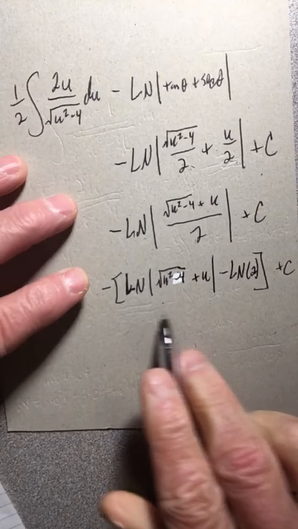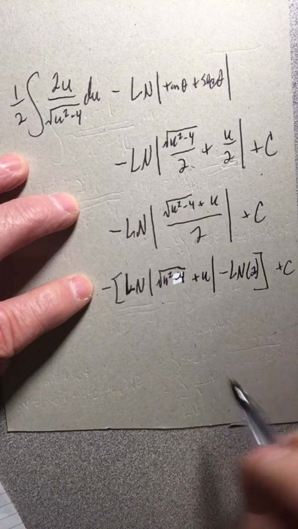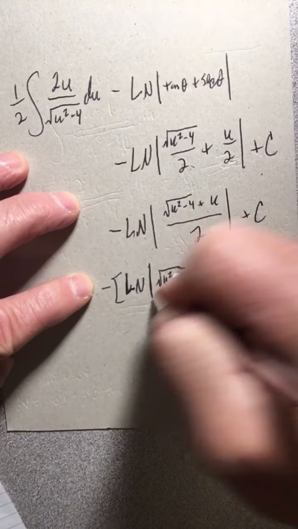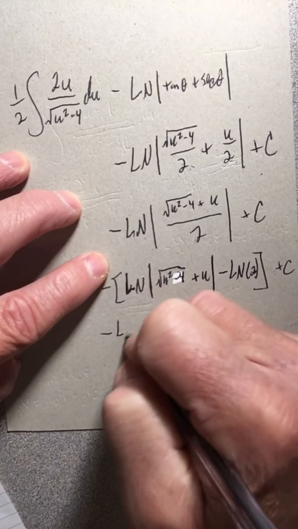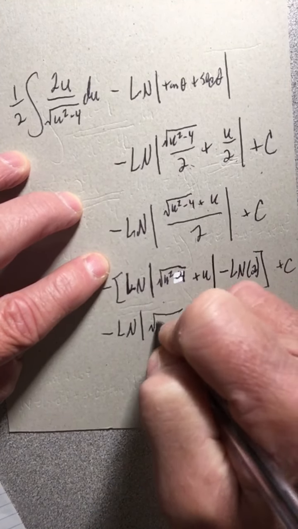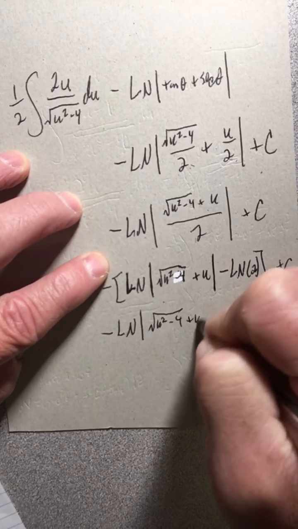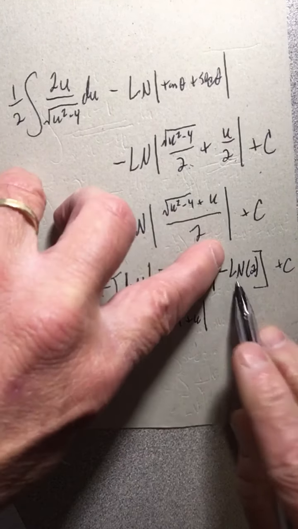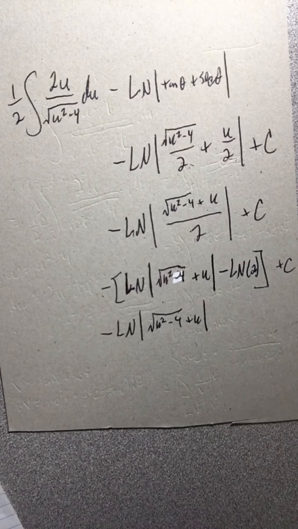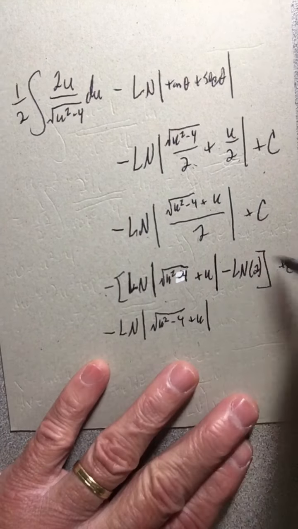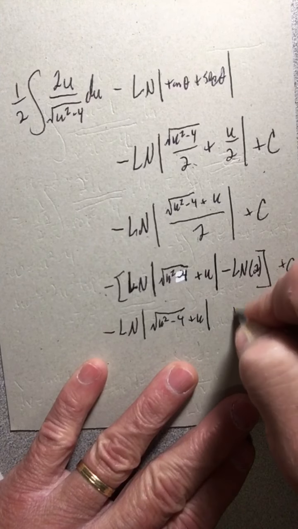Okay? Now, this is an absolute value bar here. Okay, good. Now this negative goes to this, and you get the absolute value of the square root of u squared minus 4 plus u. And then this negative applies to that, and I have a plus natural log of 2. But the natural log of 2 is just a number. It's approximately 7/10. If you type it in the calculator, it's going to give you 0.6903 and so on. So it's just a number. And when I add that number to c, I just get c.